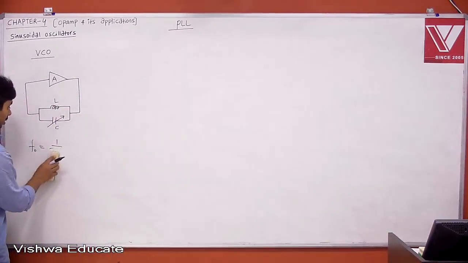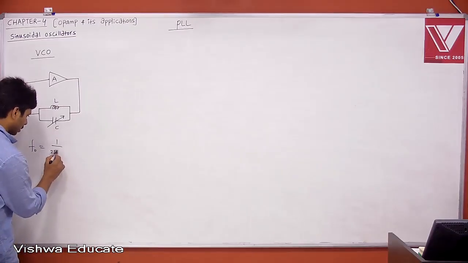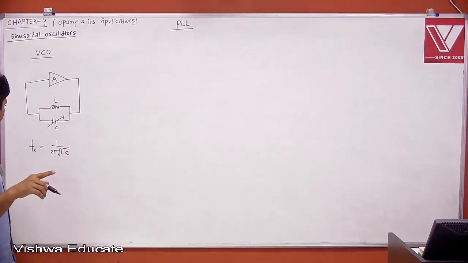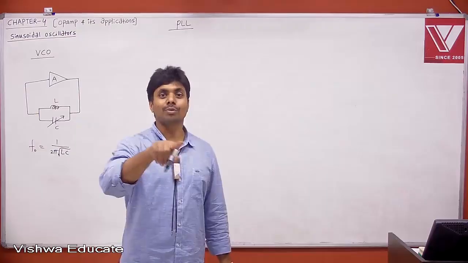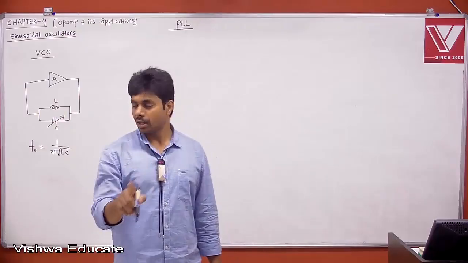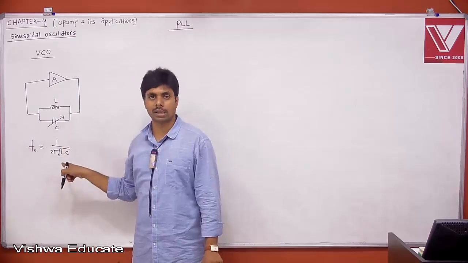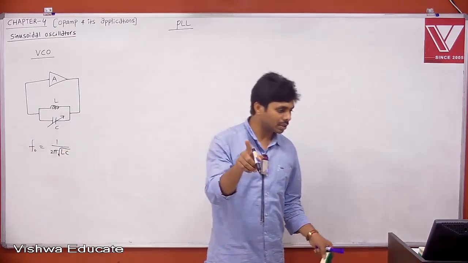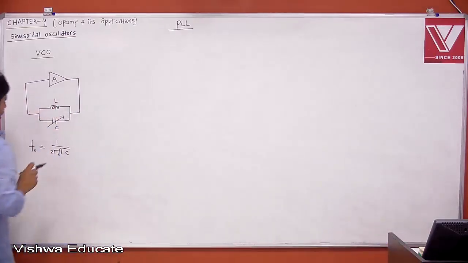If I make any mistake, please correct me. Only the root is there for the LC circuit, because 2 pi F0 is omega naught, and omega naught is 1 by root LC. It is not 1 by root over 2 pi LC. If I make any mistake, please correct it. Okay, that's fine. Now F0 is equal to 1 by 2 pi root LC.